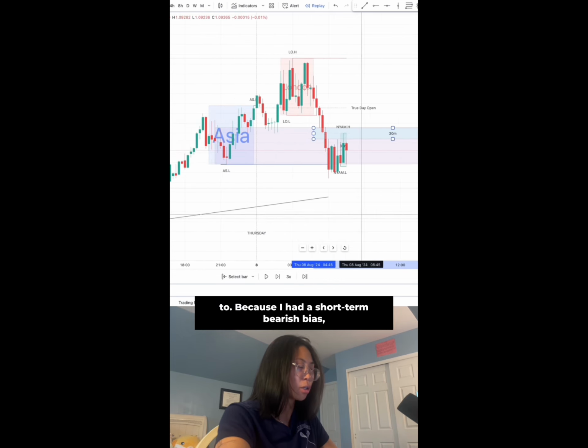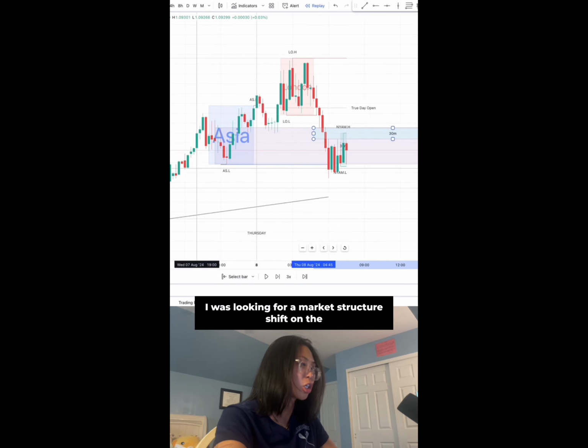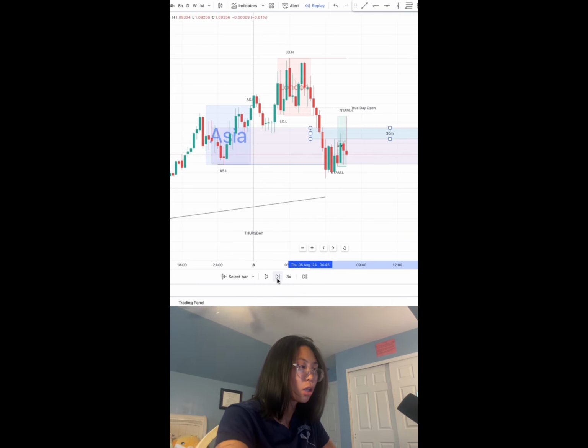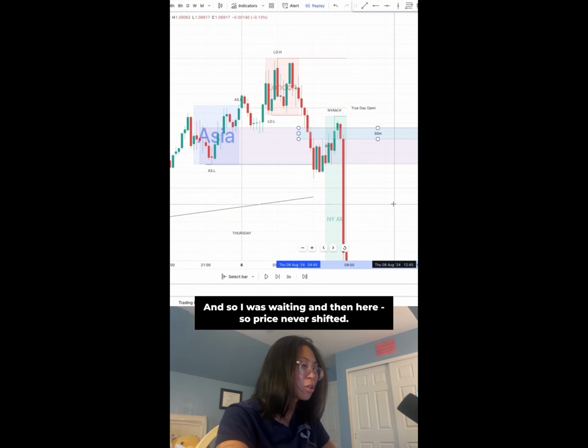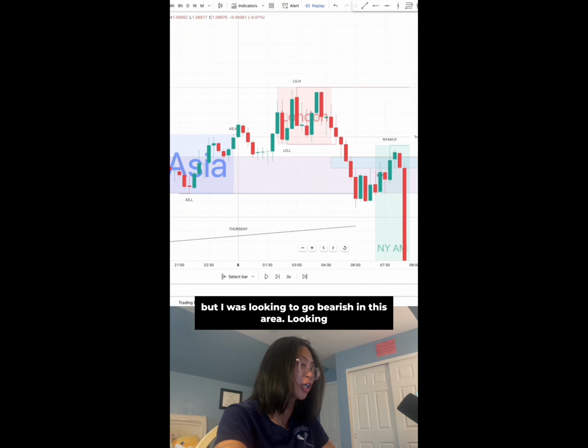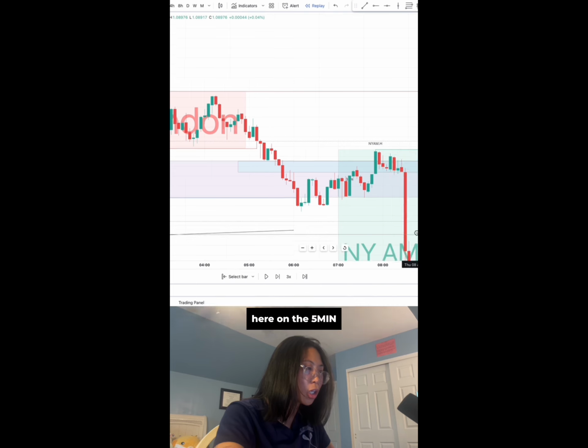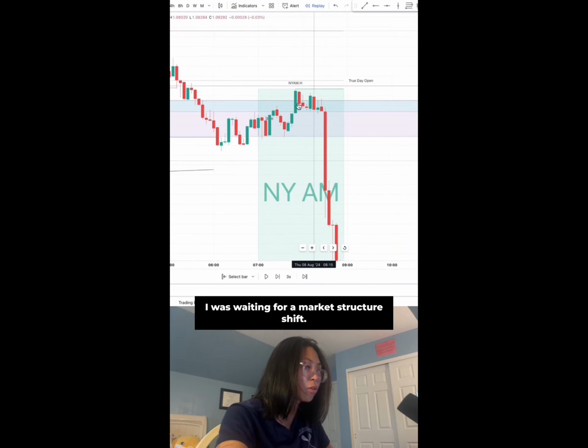Because I had short-term bearish bias, I was looking for a market structure shift on the 5-minute and 3-minute. And so I was waiting, and then here. So price never shifted. So I never took this trade. I was looking to go bearish in this area. Looking here on the 5-minute, I was waiting for a market structure shift.